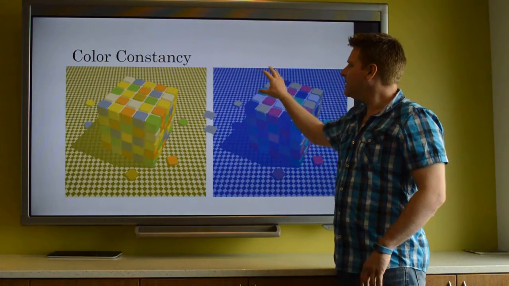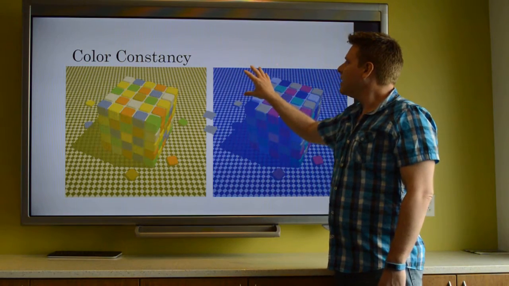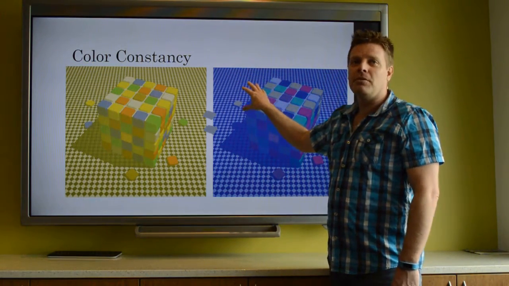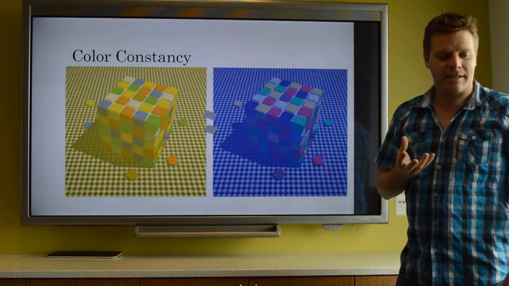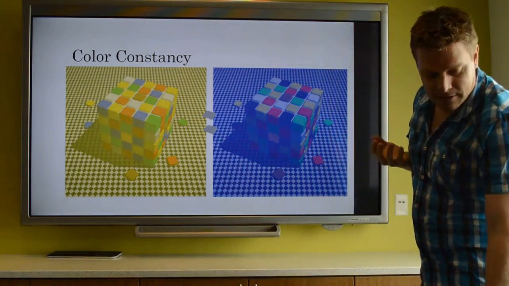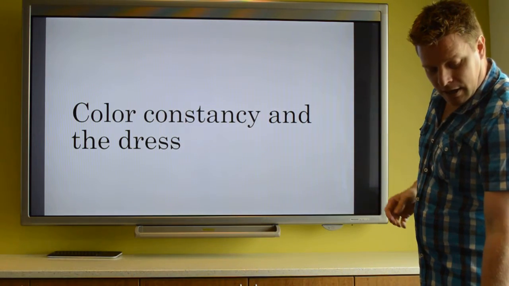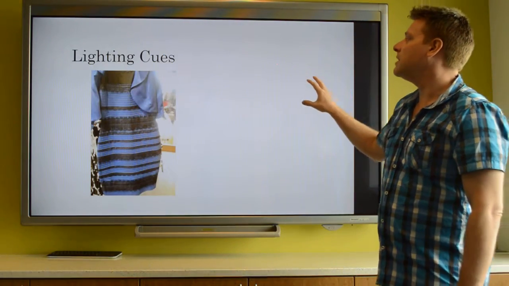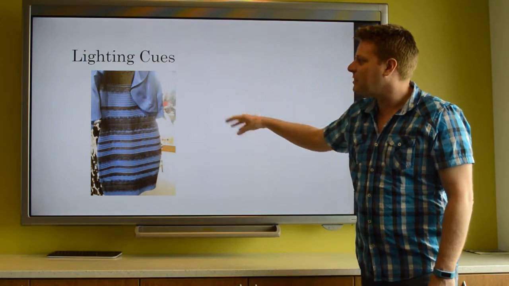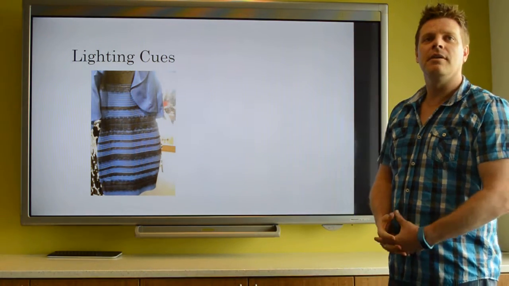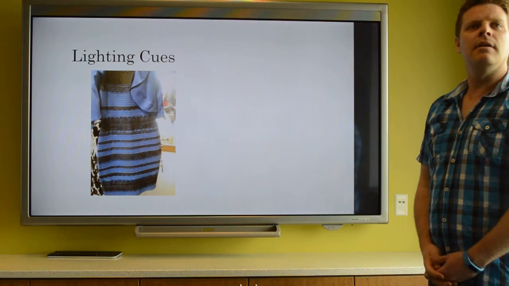So our brain is viewing these and subtracting the blue and yellow light from each case and inferring a colour onto that. So how does this relate to the dress? Well, there are several lighting cues in this image. What is the first and potentially most obvious lighting cue?